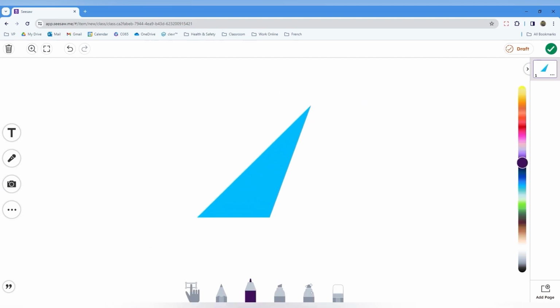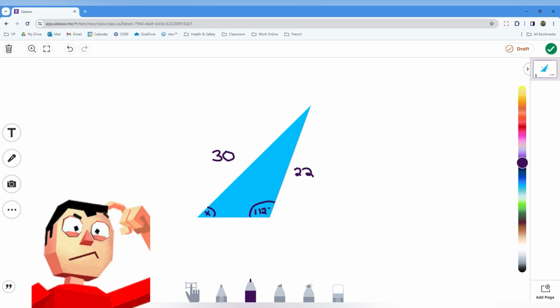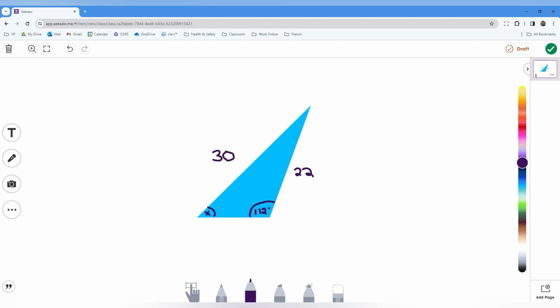All right, for this triangle, what we're going to do is label some sides. Let's say that this side is 22 and this side is 30. And we know that the angle in this corner is 112. How can we figure out what this angle is? That's where we're going to use the law of sine.